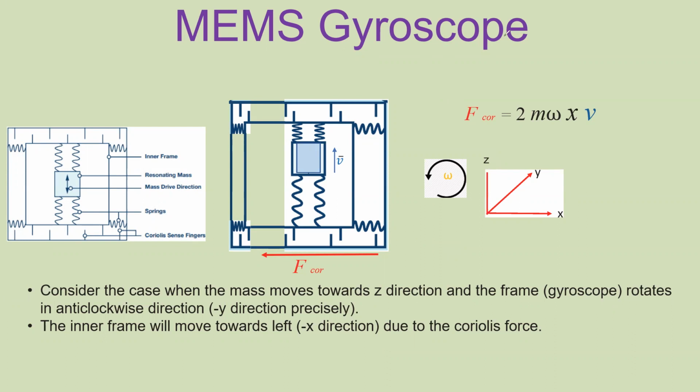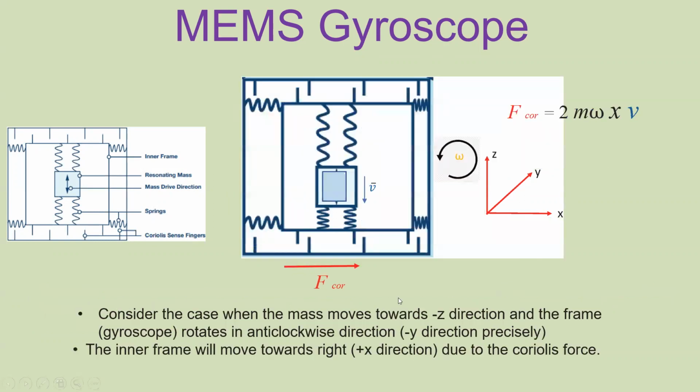Right. So that is when this mass is moving in this direction. Similarly, you can deduce where this Coriolis force is acting when the mass is moving in the other direction. So when the mass is moving in the other direction, we are still considering the case where this object is rotating anti-clockwise, such that from the right hand rule, omega is in this direction, and now V is in this direction.